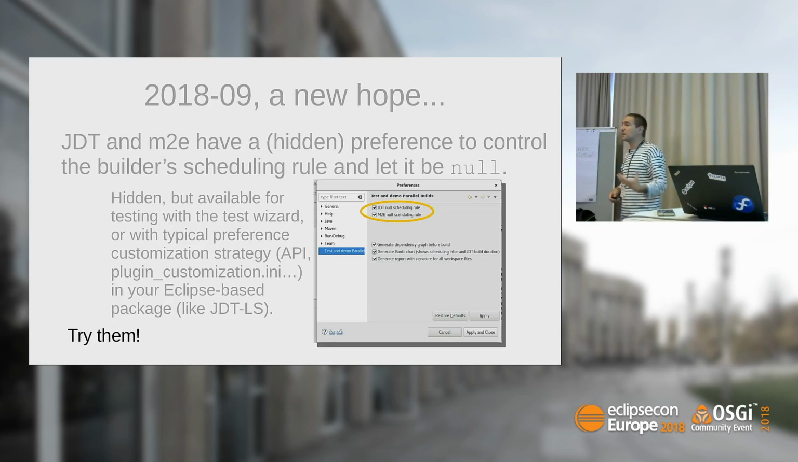So this preference is there. Of course, by default, we stay with the legacy approach because we are conservative but safe. But still, it's a preference you can customize through plugin_customization.ini, through API. It's just not exposed in the UI by default. So if you are in the business of builders, or in the business of JDTLS, like some people at the rear of the room, you should try it as soon as possible to see how it impacts your product, positively or negatively.